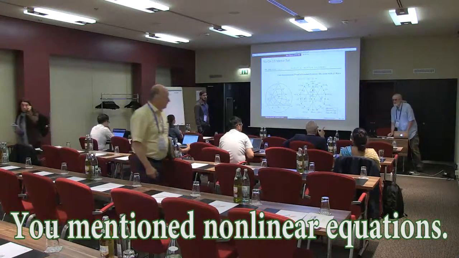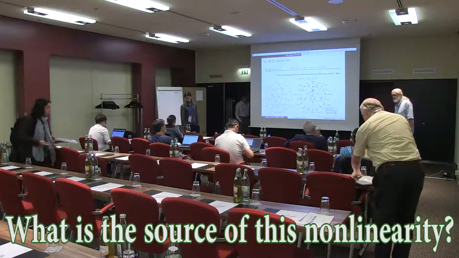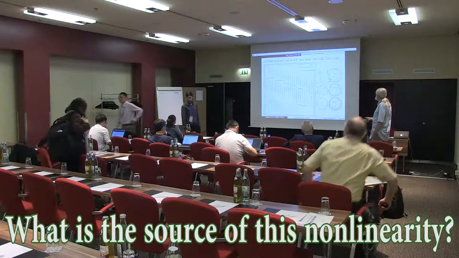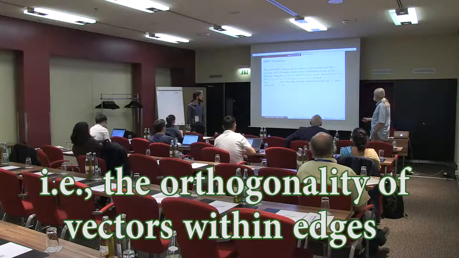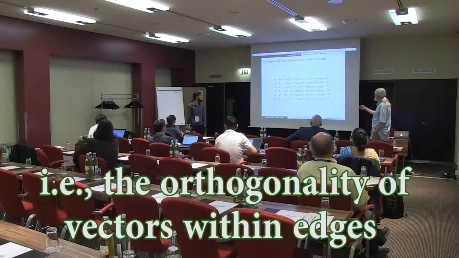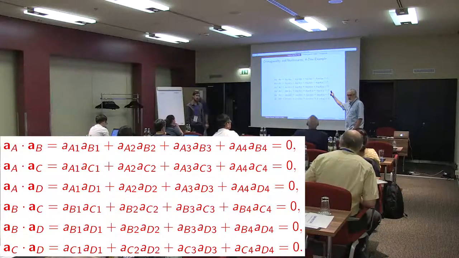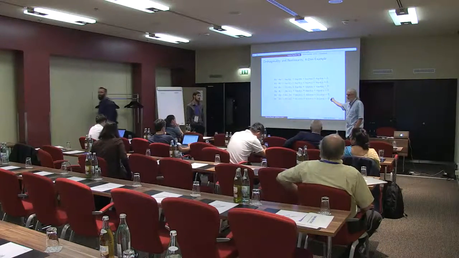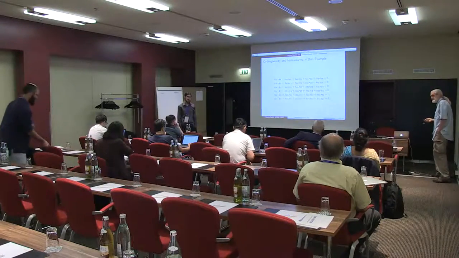Okay. Yeah. You mentioned nonlinear equations. What is the source of this nonlinearity? The source of nonlinearity is multiplication of the components. So when you look at this equation, it's a nonlinear equation. Every pair is a product, and you cannot solve this equation in a linear way. It's a typically exponentially complex nonlinear problem.